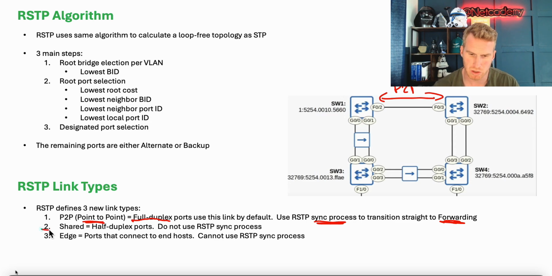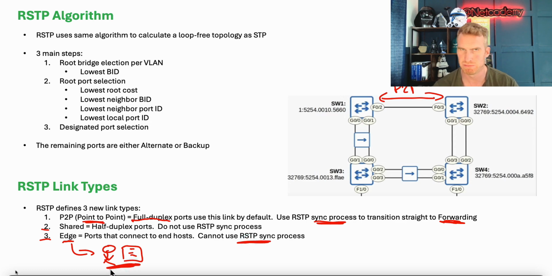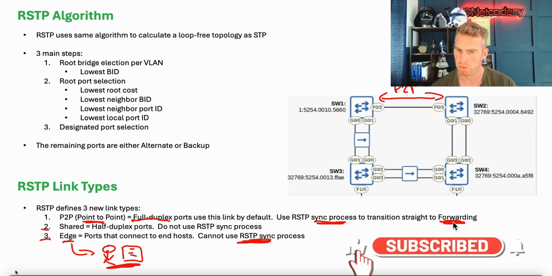But there are also these other two link types, shared and edge. Edge is when you connect to end users, our terminals or servers, whatever they may be. My drawing is really bad, but in such a scenario you can't use the RSTP sync process, because these servers are not really network devices. Yes, they connect to the network, but they're not participating in the RSTP selection process, so you're not going to be able to transition those interfaces straight into a forwarding state.